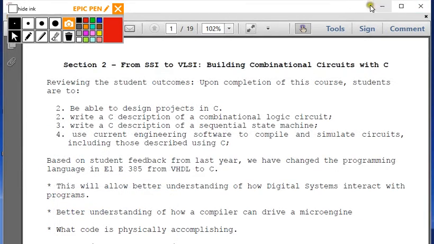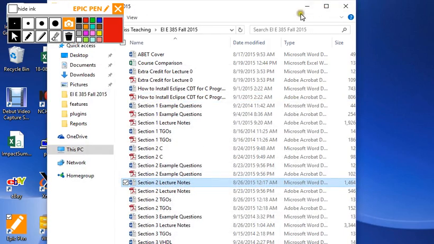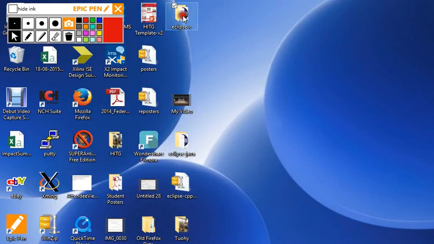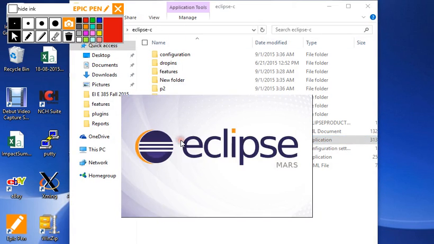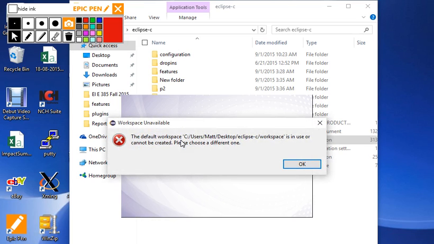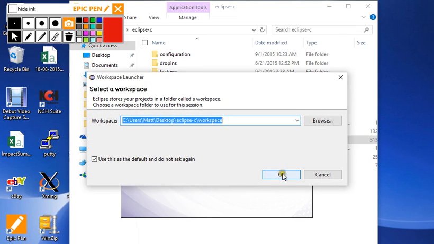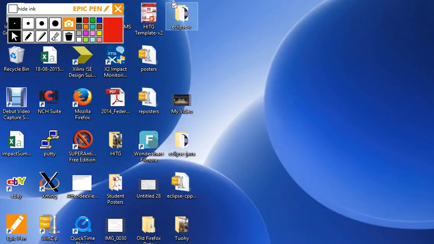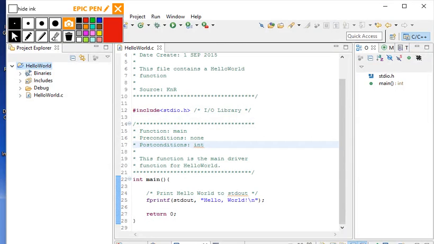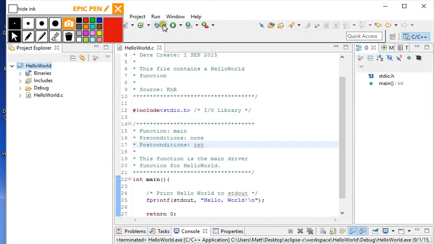So you'd be able to go into something like Eclipse here and run your program, and sometimes it'll take a split second while it's compiling. Oh, it's already open apparently. Cancel. Oh yeah, it is already open. I was trying to cheat. So as you can see, I have put in some C code. I'll show you how to do this. You can run it, and this is your basic hello world.